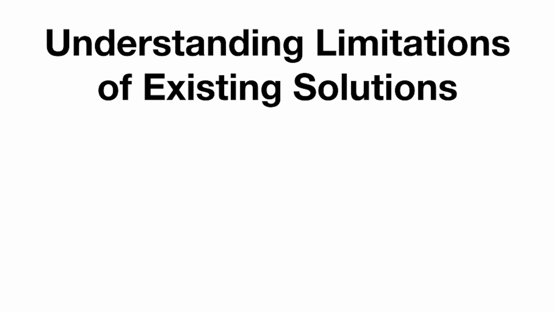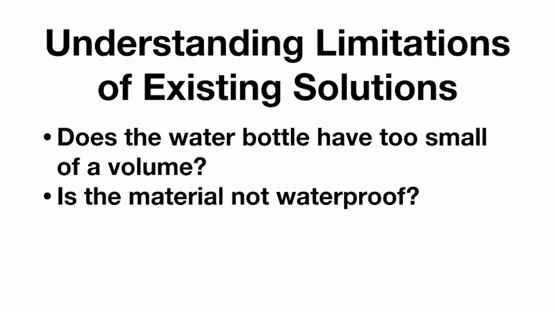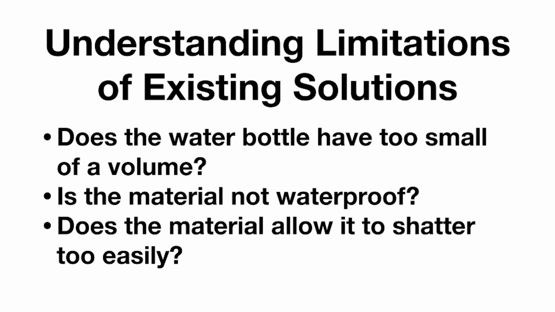It is also important to understand the limitations of existing solutions, and you'll need to understand what might limit a solution from being adopted, such as, is the water bottle too small of a volume? Is its material not waterproof? Does the material allow it to shatter too easily? It's important to understand the limitations of existing solutions. This usually presents itself in desired features for the new solution. In order to figure out which features are missing from current water bottles and what swimmers might want, talk to some swimmers.